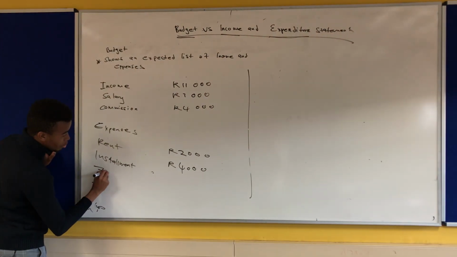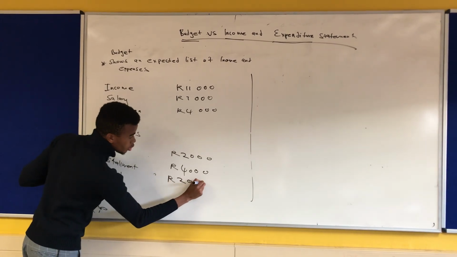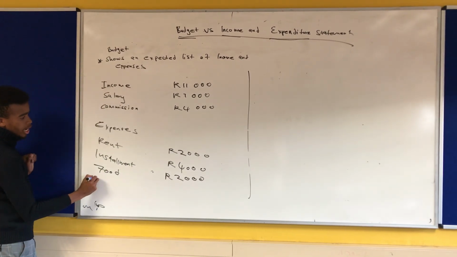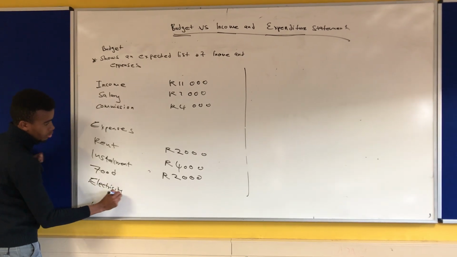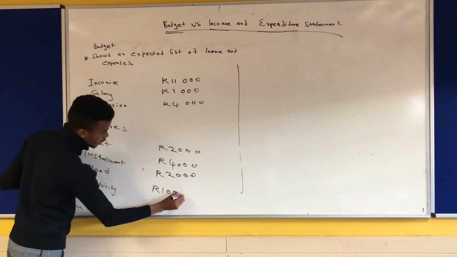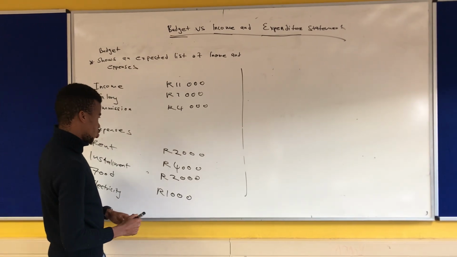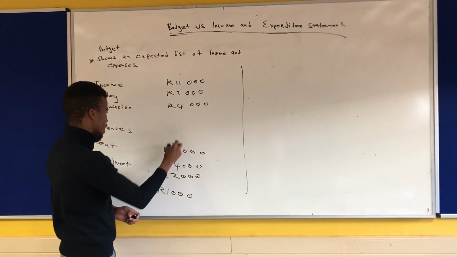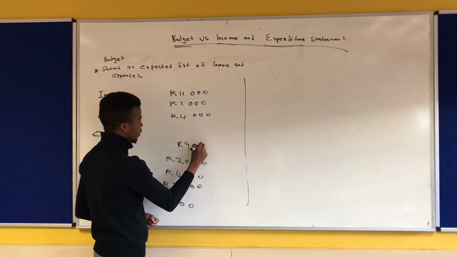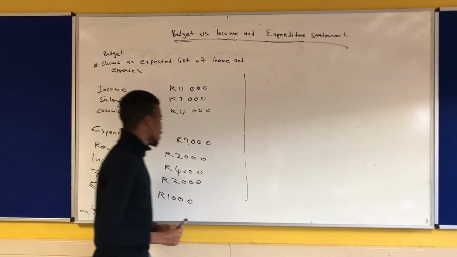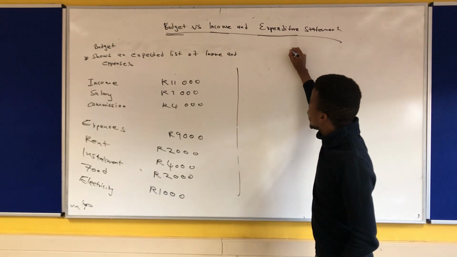Then they'll say I will buy groceries or food of 2,000, and I will pay electricity of 1,000. Well, what's the total expenses here? It's 9,000. So here is their budget.